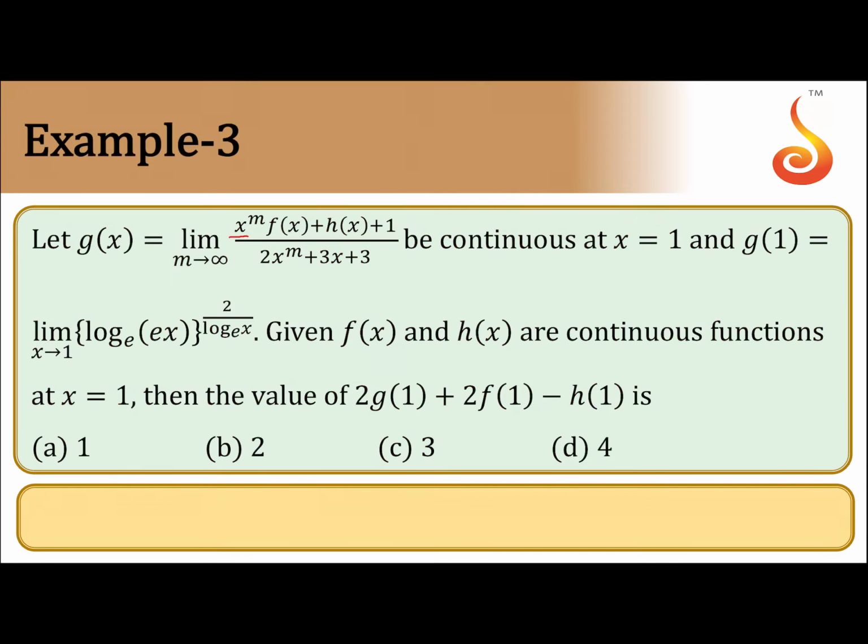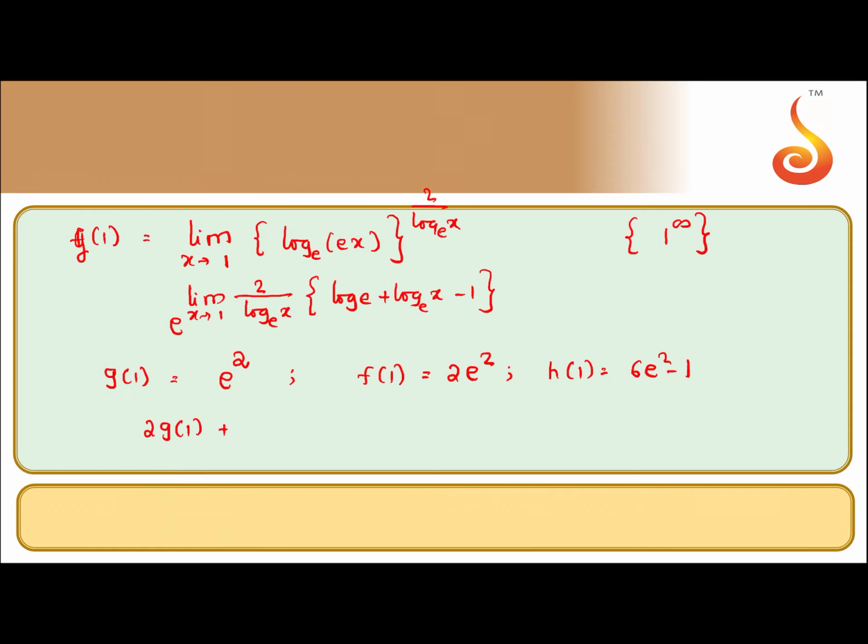2g1 plus 2f1 minus h1. So from this what do we get? We get 2e square. Next one is plus 4e square. Next one is minus 6e square plus 1. So finally we get 1. So the value of the function g1, we calculated as e square.